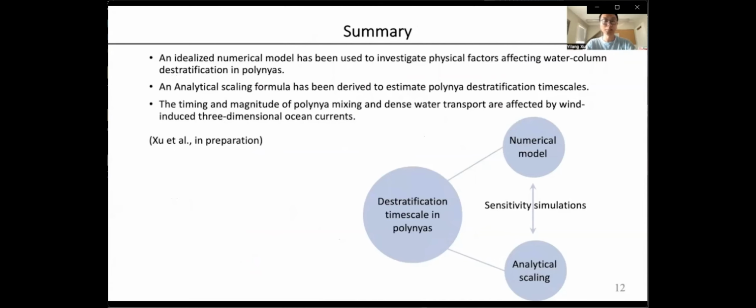This study addresses the importance of wind effects and shows that the timing and magnitude of polynya mixing and dense water transport are affected by wind-induced three-dimensional ocean currents. The numerical and analytical work together provides a framework to estimate the status of stratification in Antarctic coastal polynyas and can help explain the different patterns of dense water export across various polynyas.